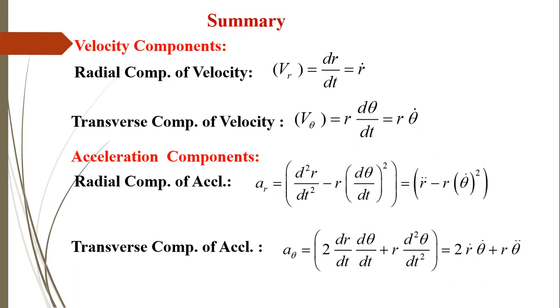Now the summary of these radial and transverse components is: the radial component of velocity is Vr and the transverse component is V theta, and the acceleration components, radial and transverse, are ar and a theta, that is r double dot minus r theta dot square, and 2 r dot theta dot plus r into theta double dot.